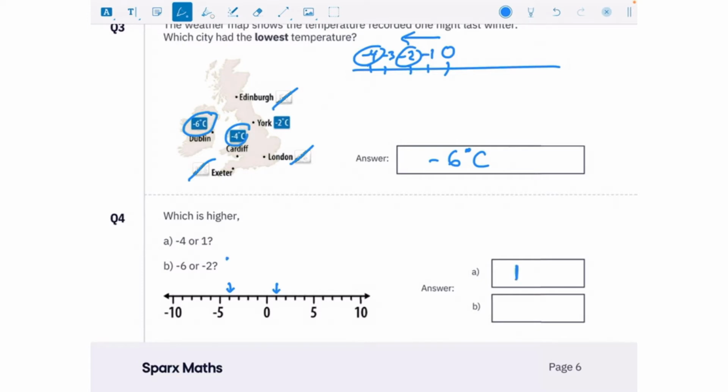For question 2, which is higher, -6 or -2? And because both of these numbers are negative, we want to go as close to 0 to get the highest number. So let's rub this out and just show you. -6 is going to be down here, 1 lower than -5. And -2 is going to be here. So which is higher? -2, because it's further to the right. So that's our answer there, 1 and -2.